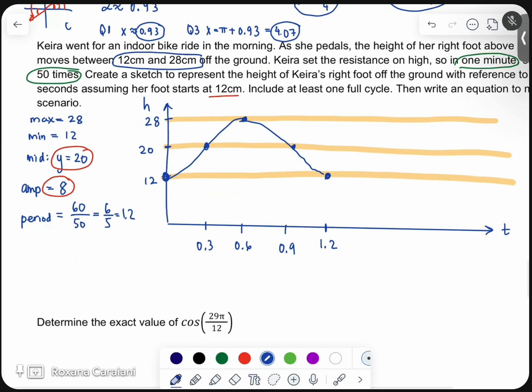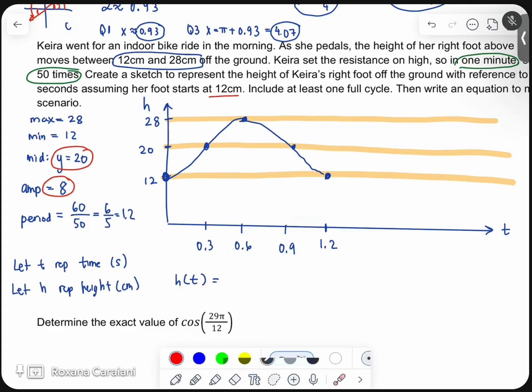So I'm going to make a little note here. Let t represent time in seconds, and let h represent height in centimeters. And my equation, h at t, is equal to. So with these questions, we get to pick if we want it to be sine or cos, and it's going to depend on what you choose as your start to the cycle.